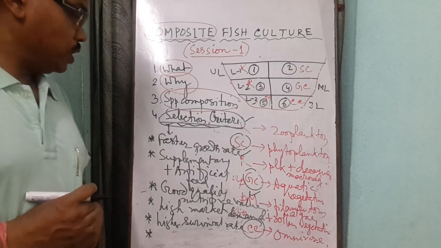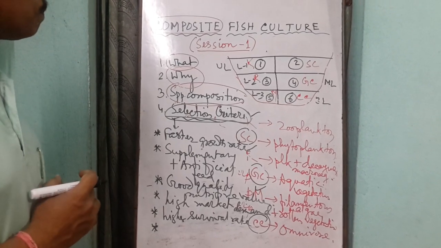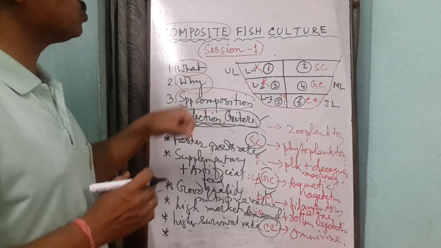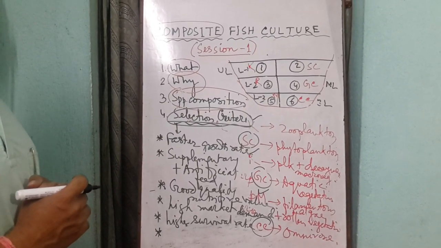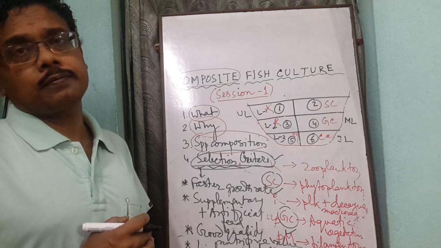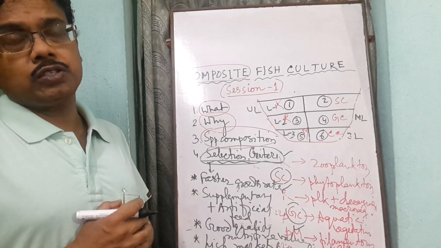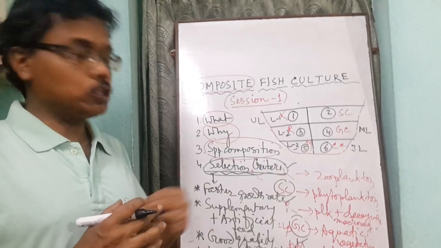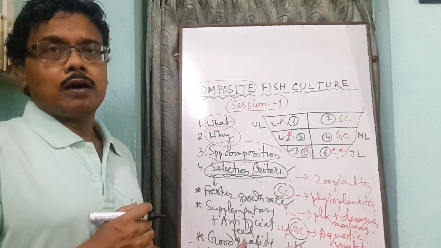All these features are very important to select any fish species to be introduced in this type of composite fish culture technique. And in my next session, I shall start different technological aspects, that is management: pre-stocking management, stocking management, and also post-stocking management. So today, our discussion is up to this.